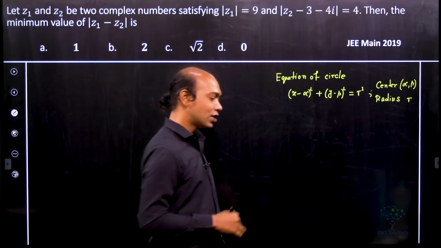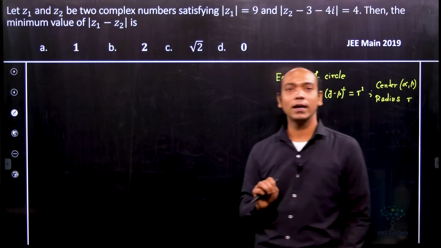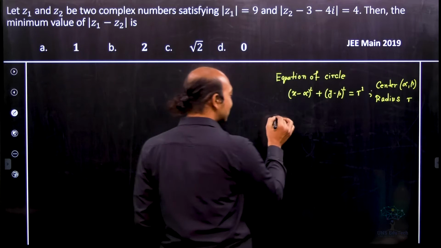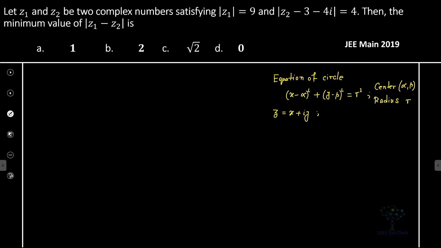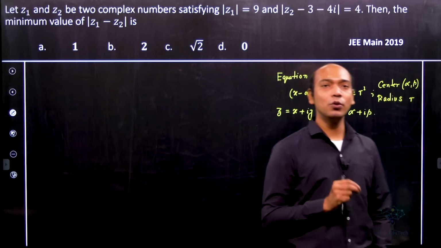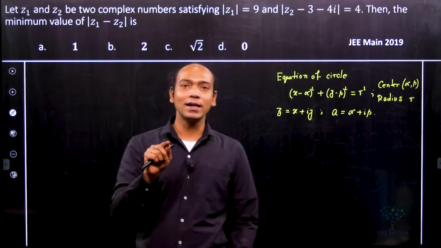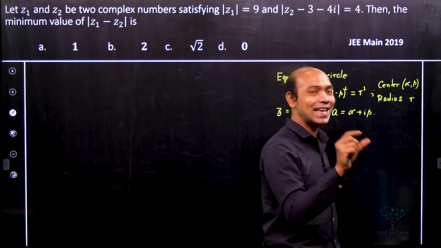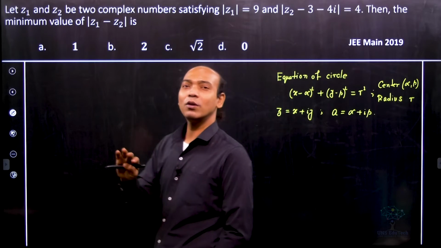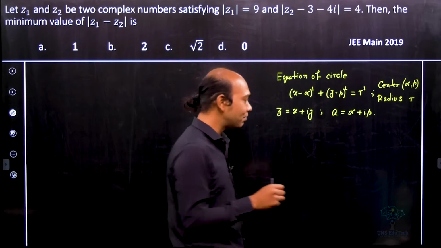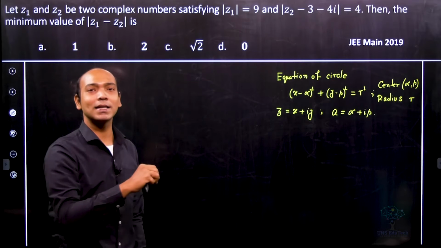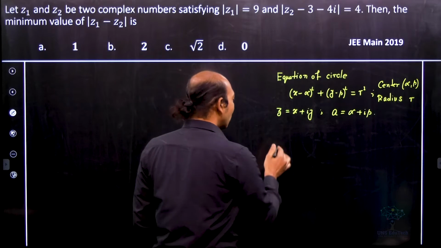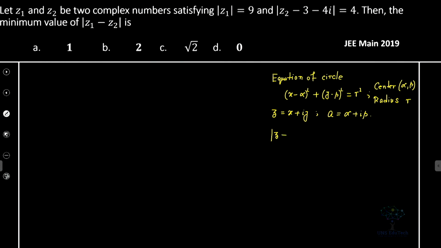So now try to represent it in complex numbers. We consider z equal to x plus iy, and let us consider a number a, that is alpha plus i beta. Why do we consider that? Because any point on the circle in a coordinate sense, in the real plane, is (x, y), and in the Argand plane that is x plus iy. Alpha, beta is the center, which can be considered as alpha plus i beta in complex form.